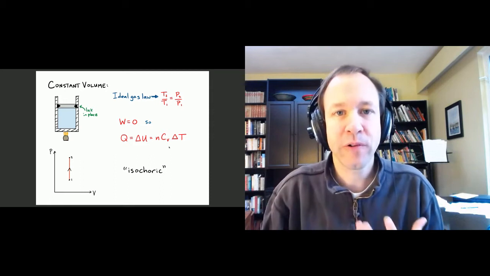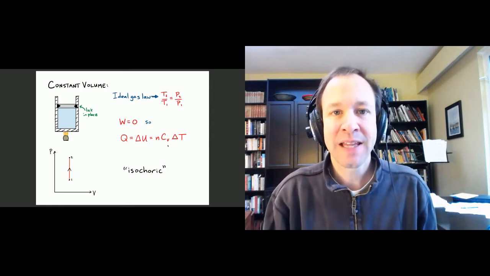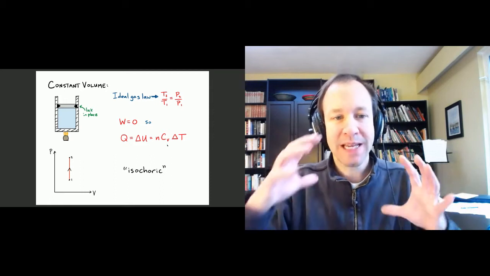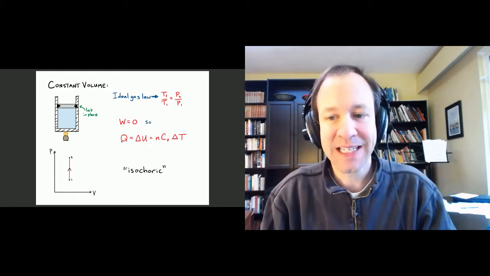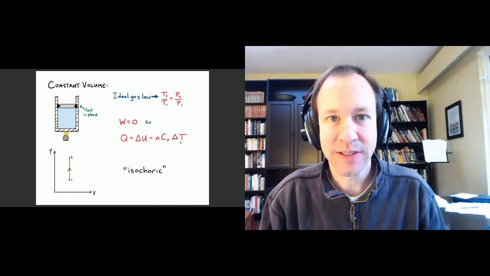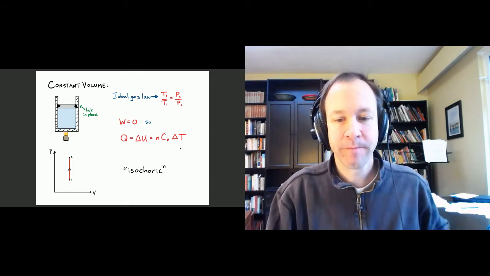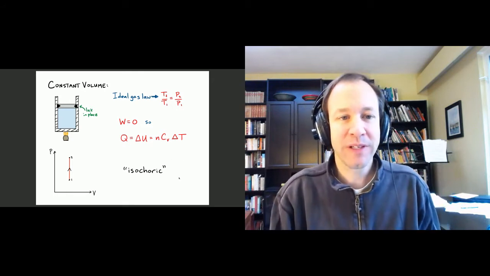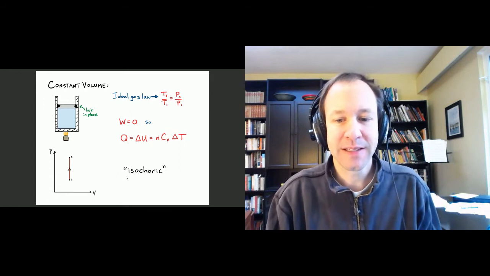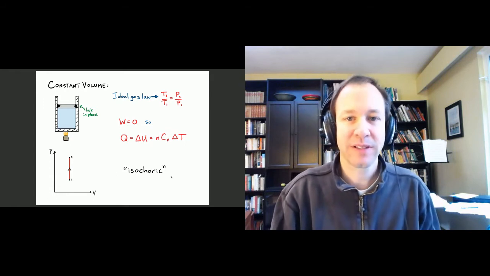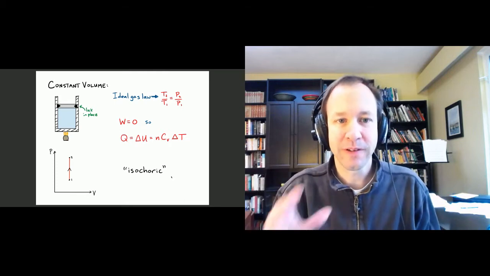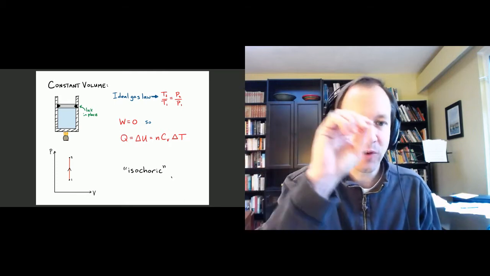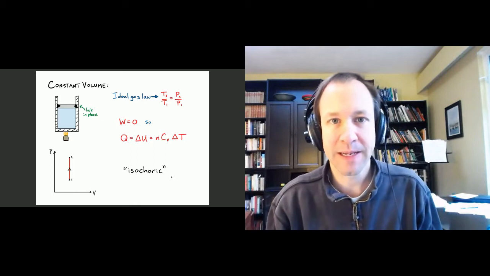Or if you were going to measure CV, then a way to do it would be to take your gas, put it at constant volume, add a certain amount of heat, and then see how much that changes the temperature. The jargon that we use for constant volume is isochoric. So you'll just have to remember a few different words for these processes where one of the thermodynamic quantities is remaining constant.